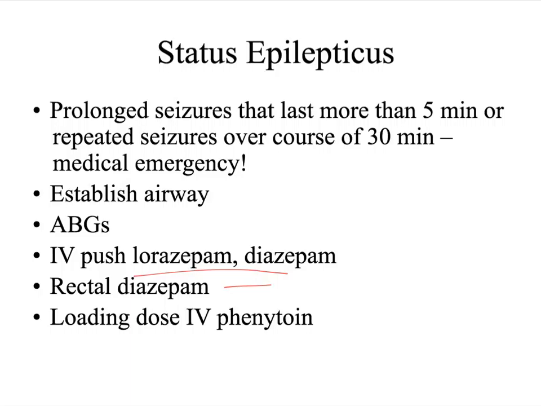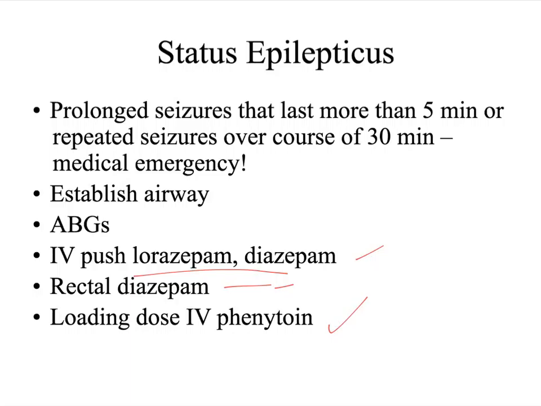Loading dose of IV phenytoin. Usually these two are given first, and then we will give the loading dose of IV phenytoin in order to prevent another seizure from happening. Remember, phenytoin is an anti-epileptic medication. It can be given IV, so it's the drug of choice to be given post-status epilepticus. If we're able to stop the seizure with the lorazepam, then we'll give them a loading dose of diazepam in order to prevent another seizure from occurring.